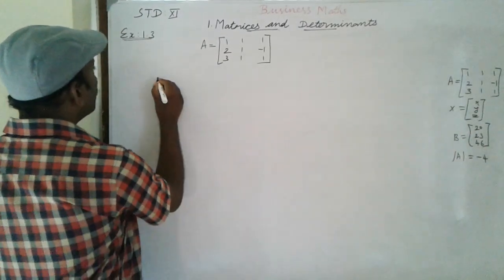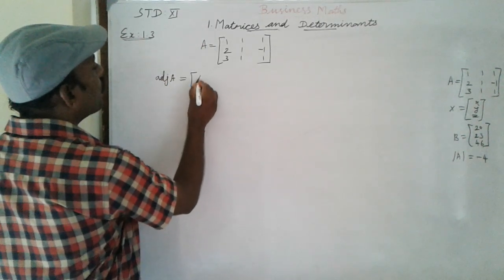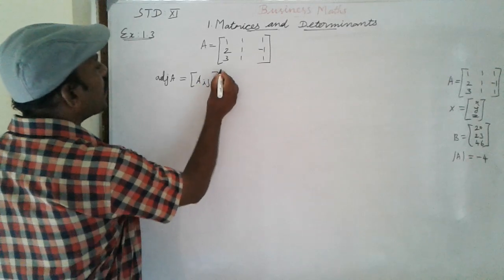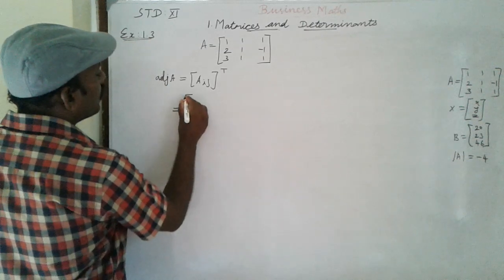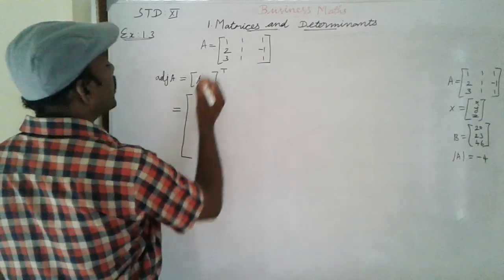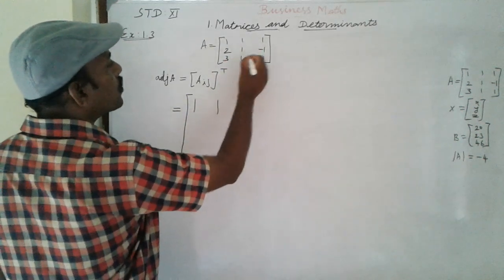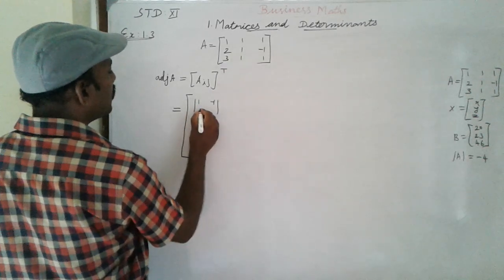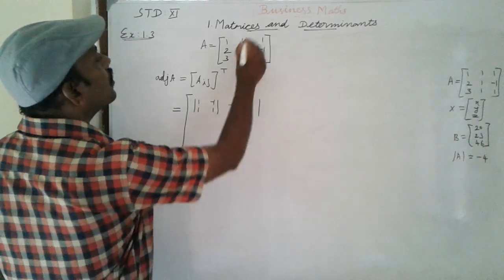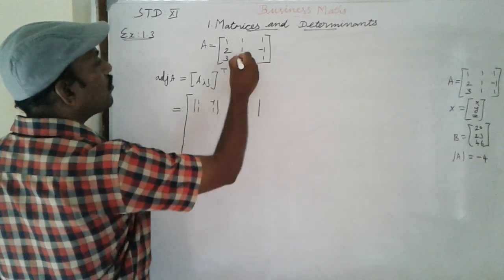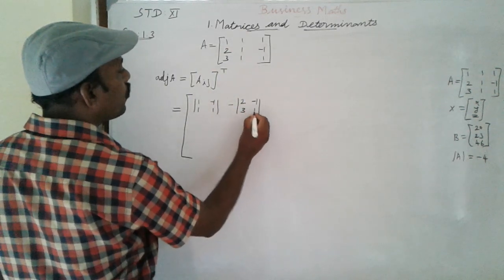Now we should find adjoint A. We know the formula: the transpose of the cofactor matrix of A is adjoint A. The cofactor of 1: eliminate its row and column, leaving 1, minus 1, 1, 1. Next, the sign is minus. Cofactor of the next 1: eliminate its row and column, leaving 2, minus 1, 3, 1.